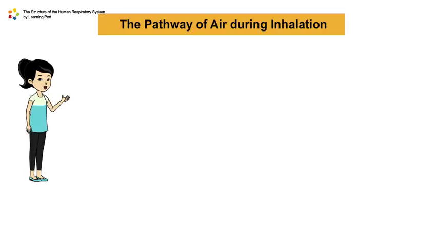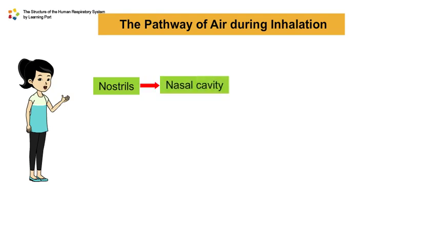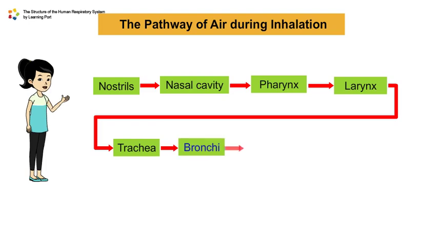What is the pathway of air during inhalation? During inhalation, the pathway of air starts from the nostrils, then to the nasal cavity, pharynx, larynx, trachea, bronchi, bronchioles, and ends in the alveoli.